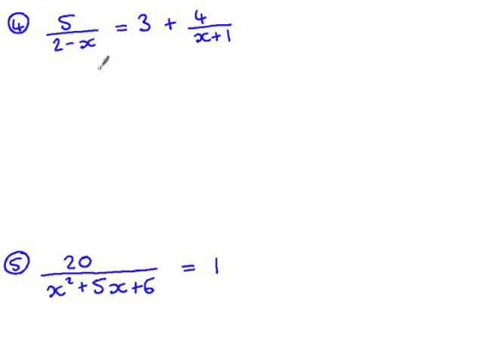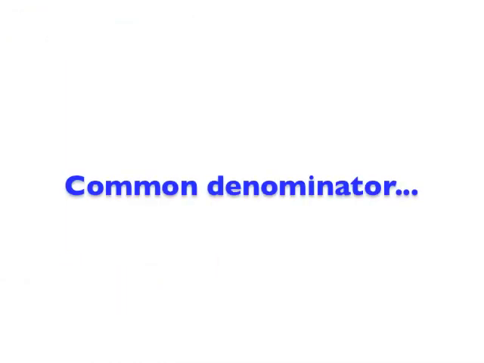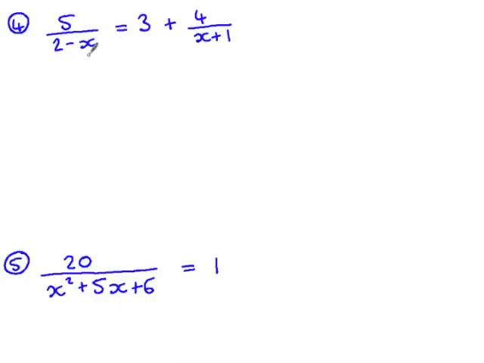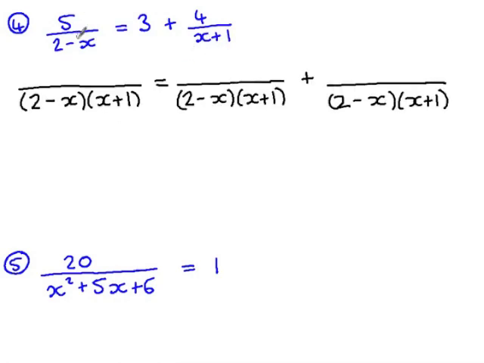This fourth example also contains fractions, but this time we've got algebraic expressions in the denominators. So I still want to start by writing each term with a common denominator. And this time I'm going to multiply the denominators together to get that common denominator. So 5 over 2 take x, I need to multiply the numerator by x plus 1, and 3 needs to be multiplied by both of these, and 4 to take x.